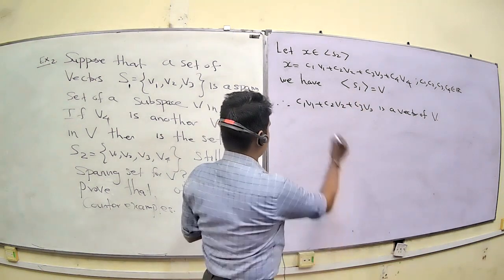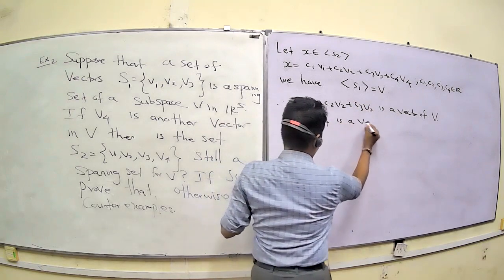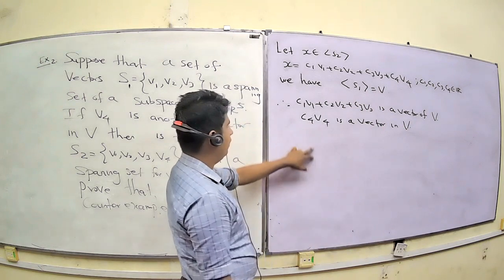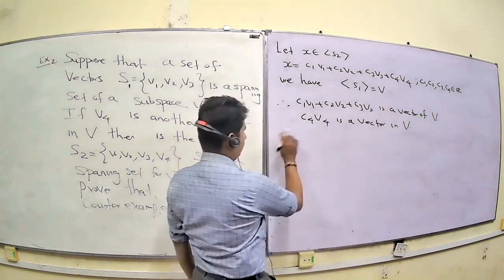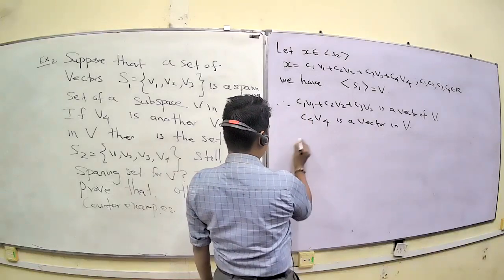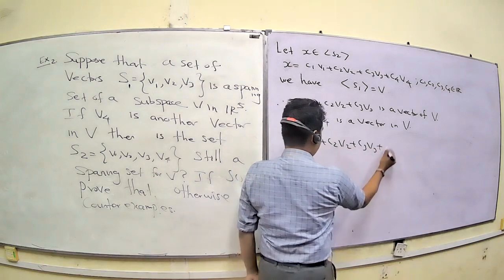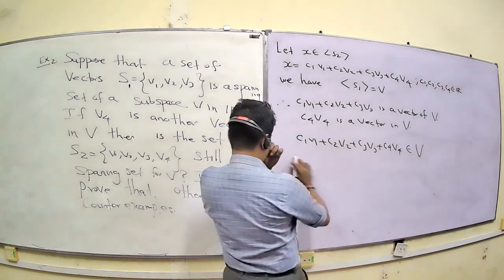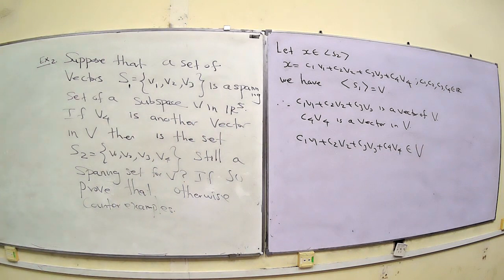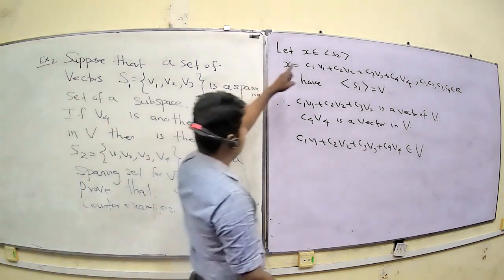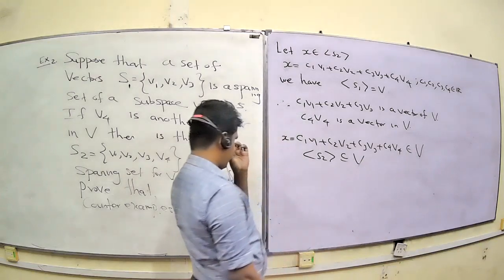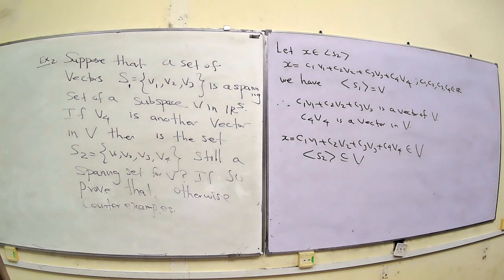Similarly, C4 V4 is a vector in V, because V4 is one of the vectors in V and C4 is a scalar. By the closure property of scalar multiplication for a vector space, you can tell C4 V4 belongs to V. Therefore, by the closure property of addition, C1 V1 + C2 V2 + C3 V3 + C4 V4 belongs to V. That means we assumed that X belongs to span of S2, and now we proved X belongs to V. Therefore, span of S2 is a subset of V.